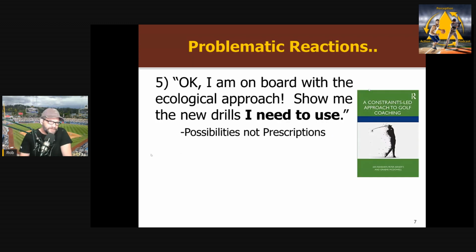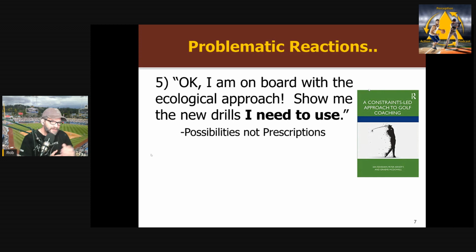The fifth one is not problematic in a way, but it is in another. I hear a lot of people say, okay, I'm really on board. I love this idea of self-organization, ecological approach. Okay, tell me the drills I need to use instead of the ones I'm doing now, right? And on social media, well, show me examples in my sport. What should we be doing? The problem is there's no need. Again, ecological approach is not just an alternative set of practice activities, right? It's a way to look at any practice activity in a different light.